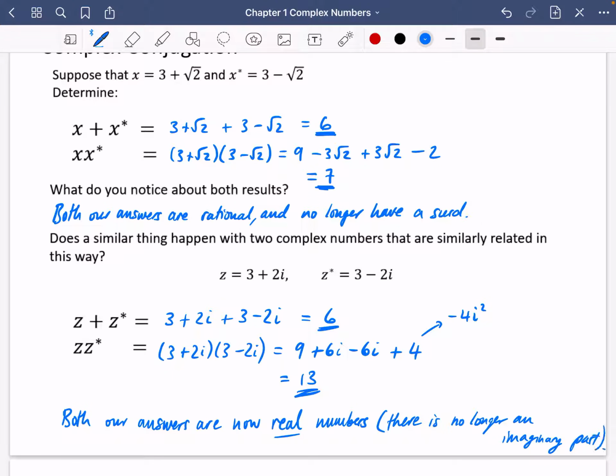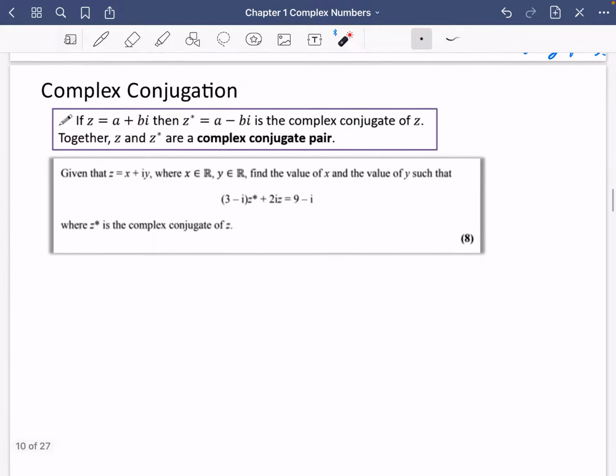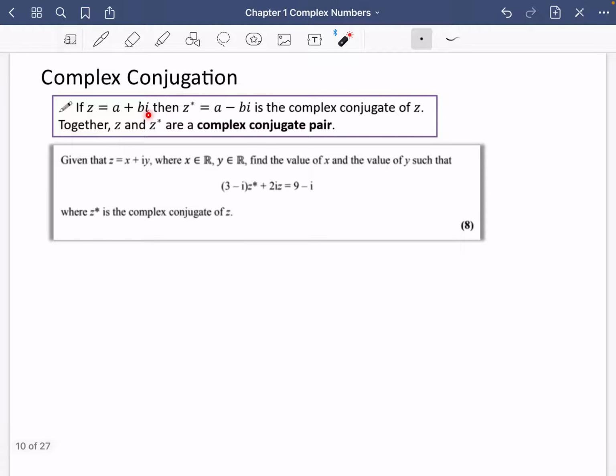So that's kind of interesting, a similar thing that happened before, and it's all to do with this special pattern of the imaginary part becoming negated, creating a complex conjugate. So this is what complex conjugation is. If z is a plus bi, then z star, which is z conjugate, is a minus bi, being the complex conjugate of z. Together, z and z star are a complex conjugate pair. It's important to note that the thing that gets negated is the imaginary part. Equally, if this was minus, it would become plus over here. The real part stays the same. It's just the imaginary part that flips.